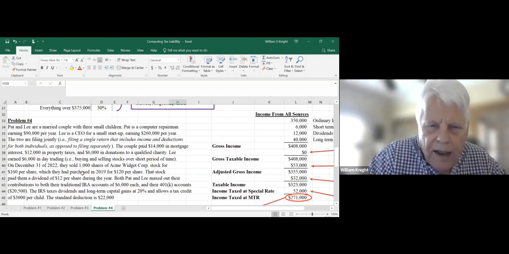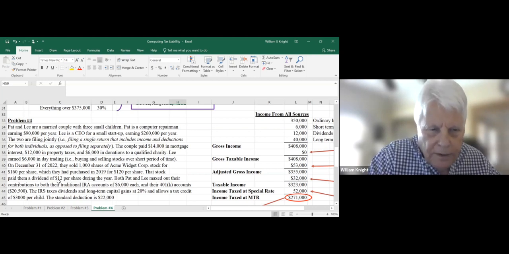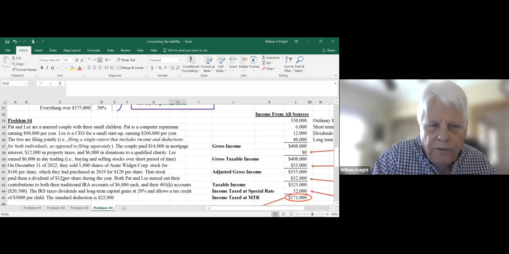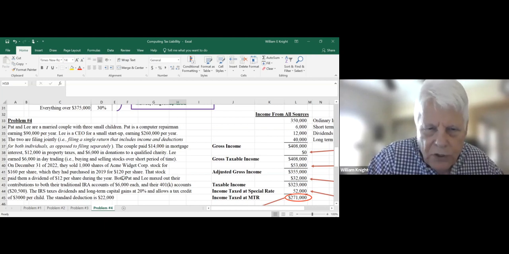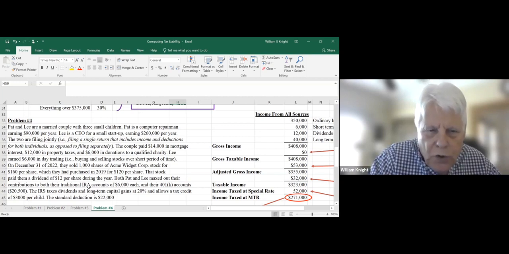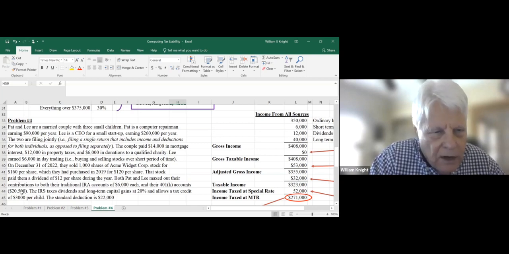Now, while they held the stock, it paid them a dividend of $12 per share during the tax year. They had 1,000 shares, so that would be $12,000. So that's a dividend, and that's also going to be taxed at a special rate. Both Pat and Lee maxed out their contributions to their IRA accounts, which was $6,000 each, and their 401k accounts, which was $20,500 each.